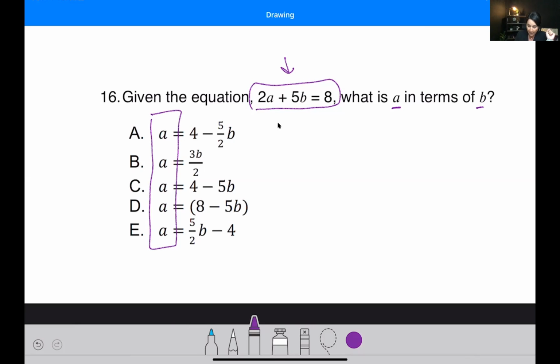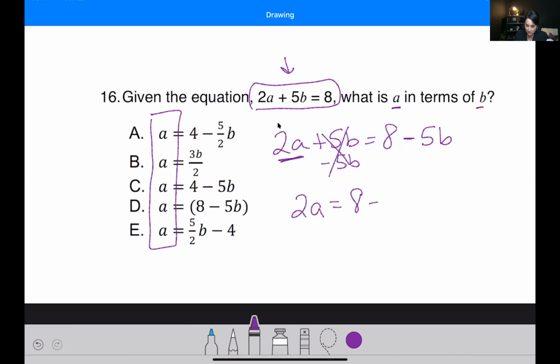Now to do that, I've got to do some algebra. So let's go 2A plus 5B equals 8. I always like to rewrite it because that's just how I am. So I want to get this alone here. So what do I need to do? I need to subtract 5B. That will eliminate it from this side, but whatever I do on one side, I have to do on the other. So this is 2A equals 8 minus 5B.